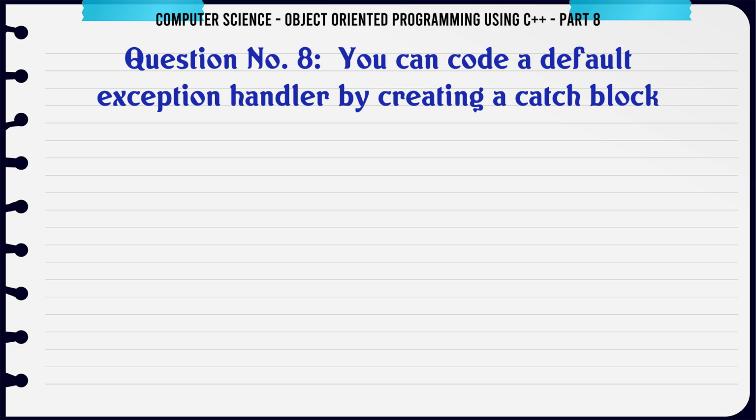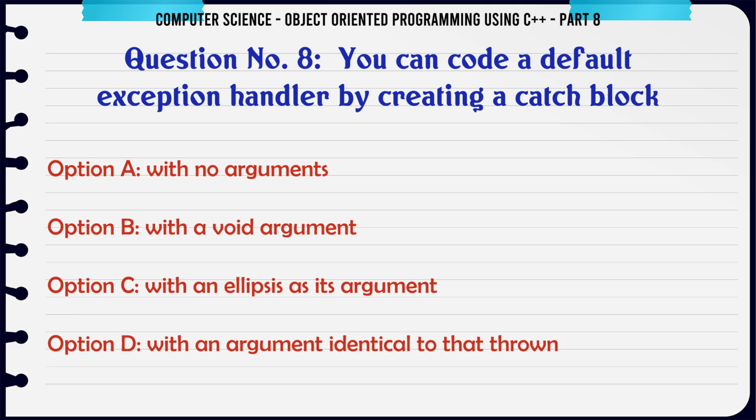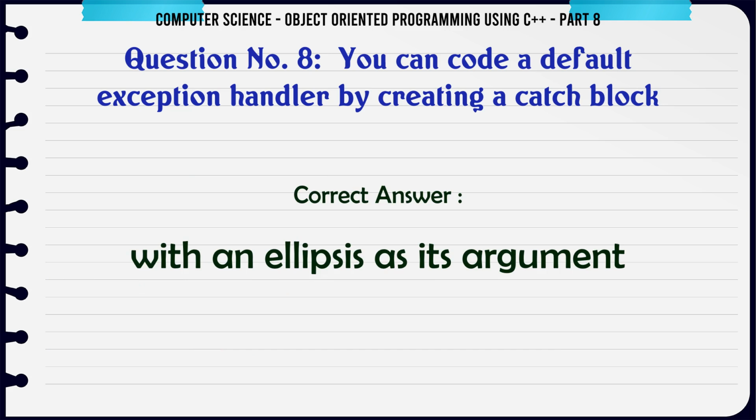You can code a default exception handler by creating a catch block A. with no arguments. B. with a void argument. C. with an ellipsis as its argument. D. with an argument identical to that thrown. The correct answer is with an ellipsis as its argument.